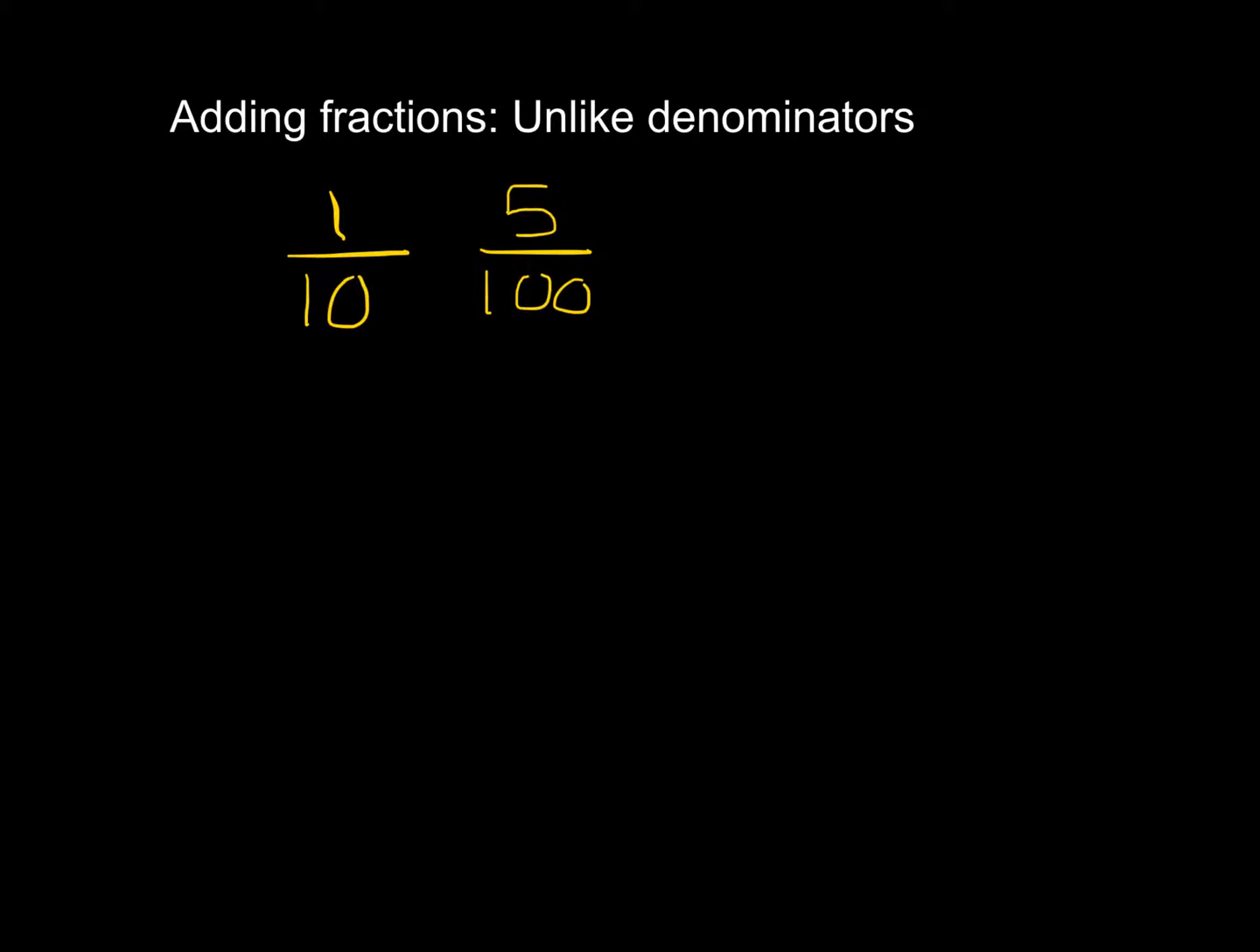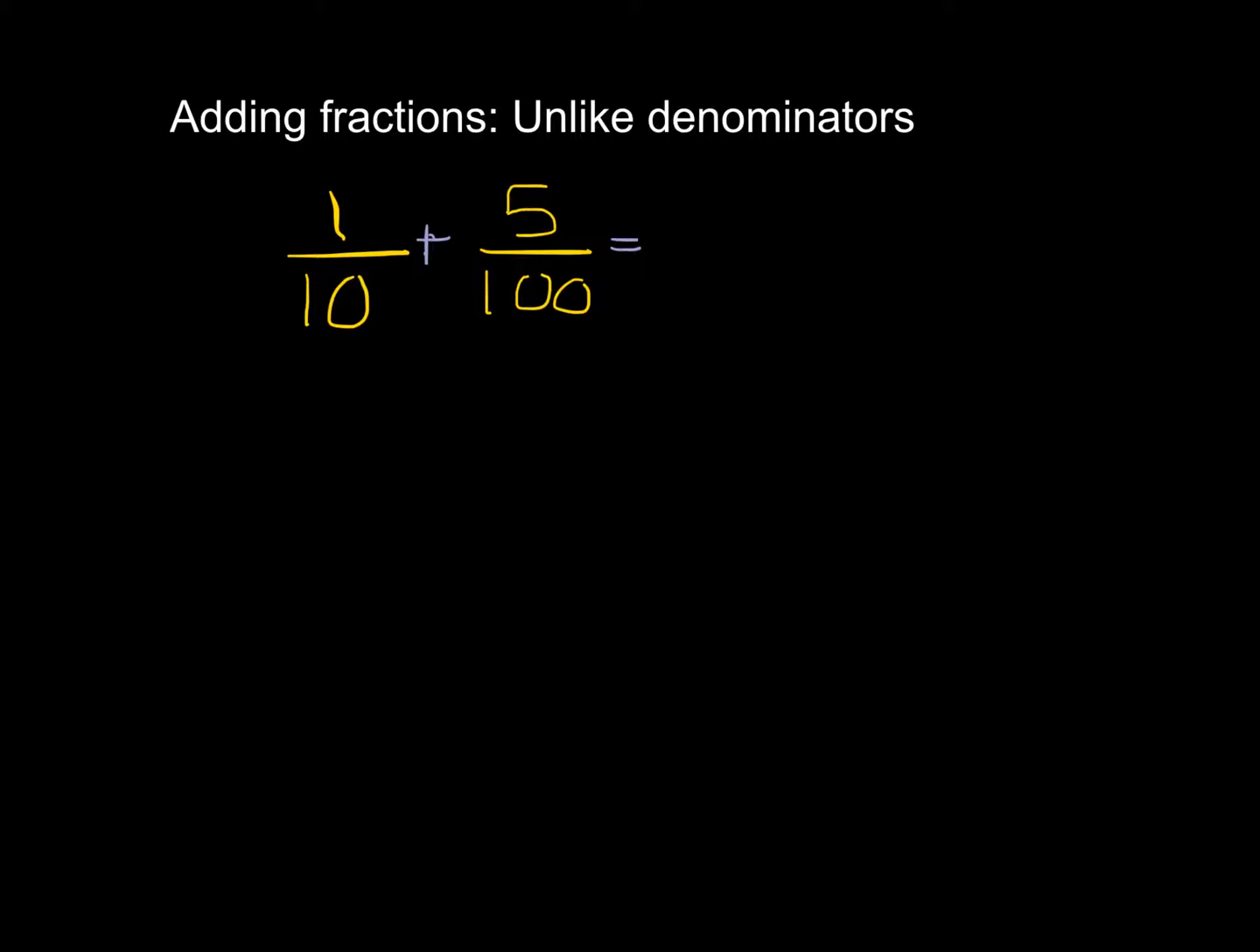Okay, guys, now let's add 1/10 and 5/100ths and find our sum. We'll simplify if we need to at the end, but at the moment, I want you to understand that in this example, we have no mixed numbers, so we don't have to worry about that. But we do have a big red flag.